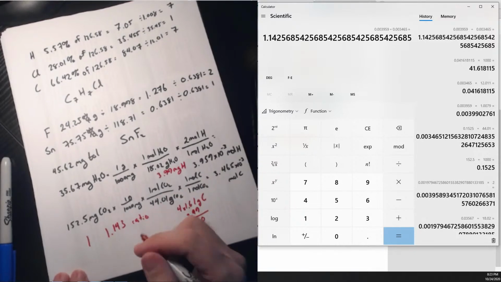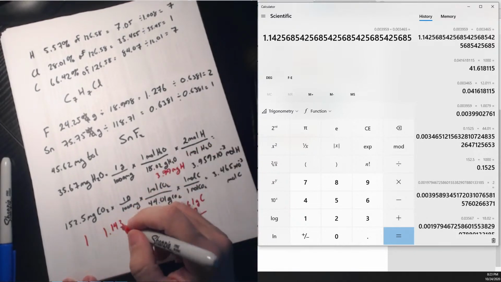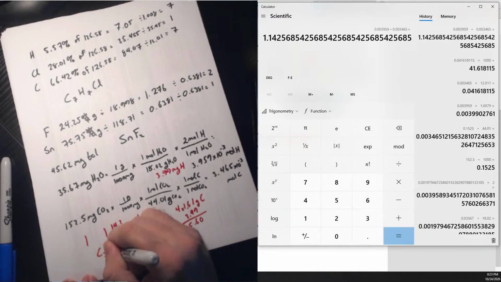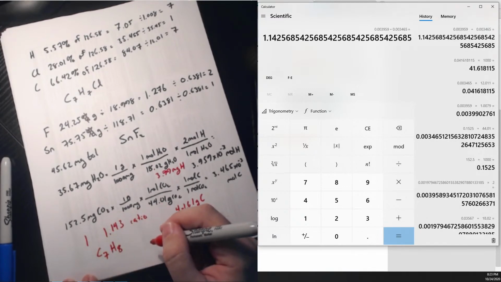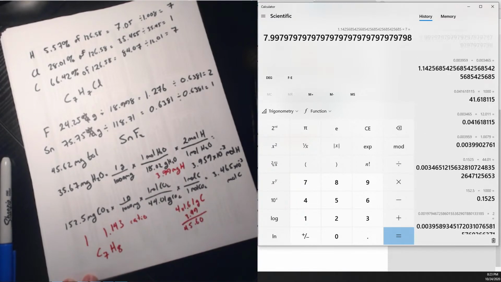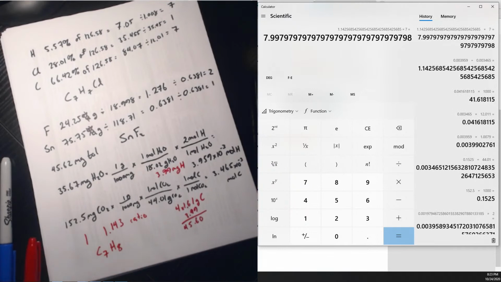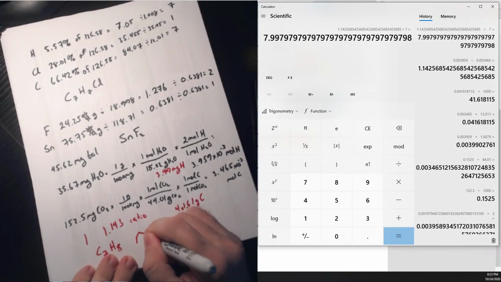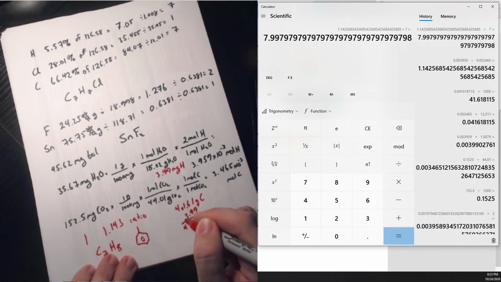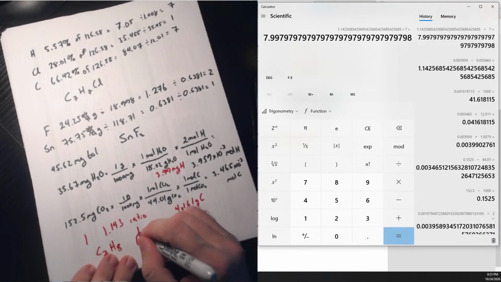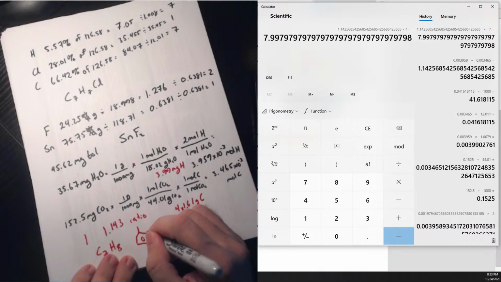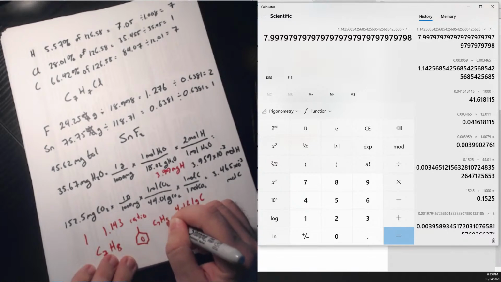So we multiply both of these by 7. We're going to get C7H8. I think so. Which is not the formula of toluene. Toluene: 1, 2, 3, 4, 5, 6, 7 carbons. 1, 2, 3, 4, 5, 6, 7, 8. Oh, that is the formula of toluene.